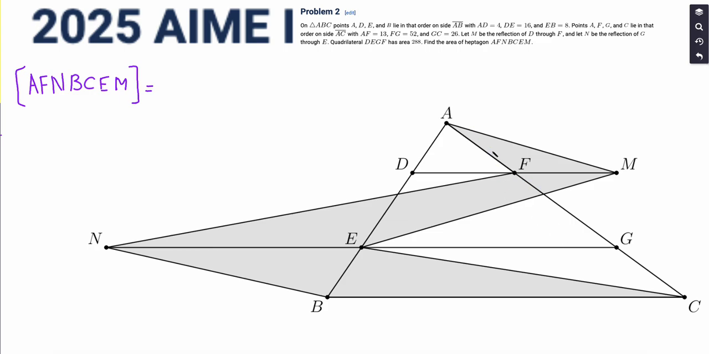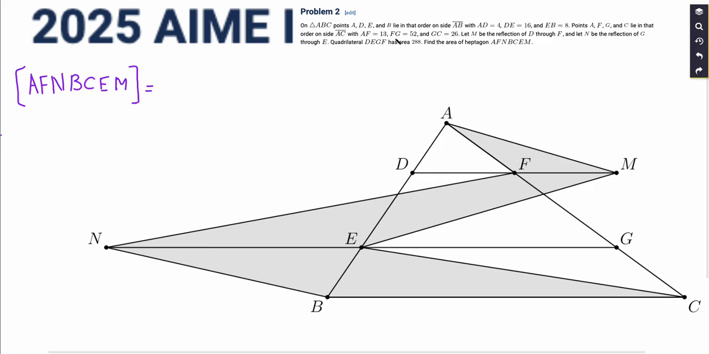We're also told that M is the reflection of D through F, and N is the reflection of G through E. And we're given that quadrilateral DEGF has area 288, and we want to find the area of this heptagon, AFNBCEM. And so at first it does seem a little intimidating because this is a weird type of figure.